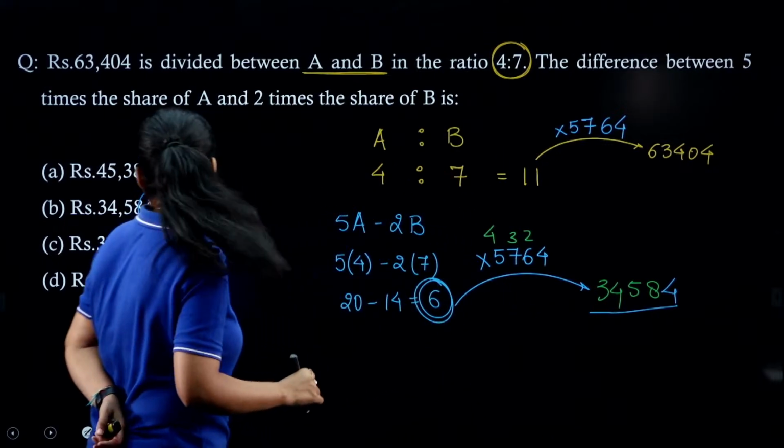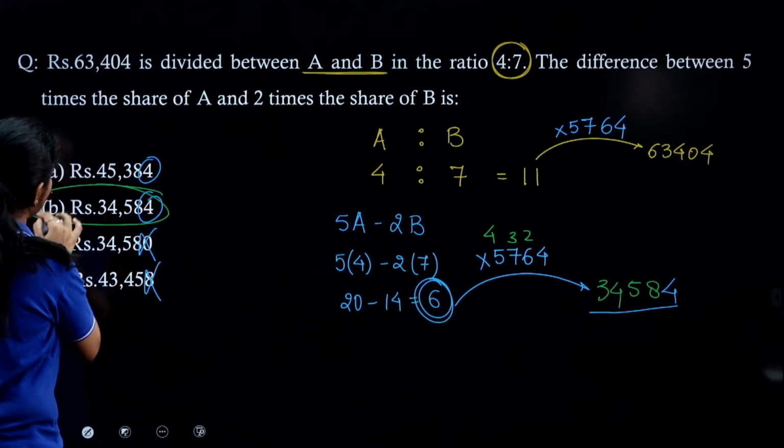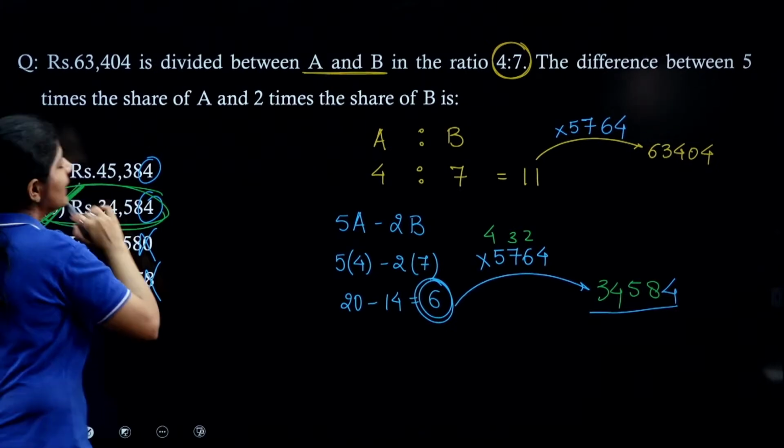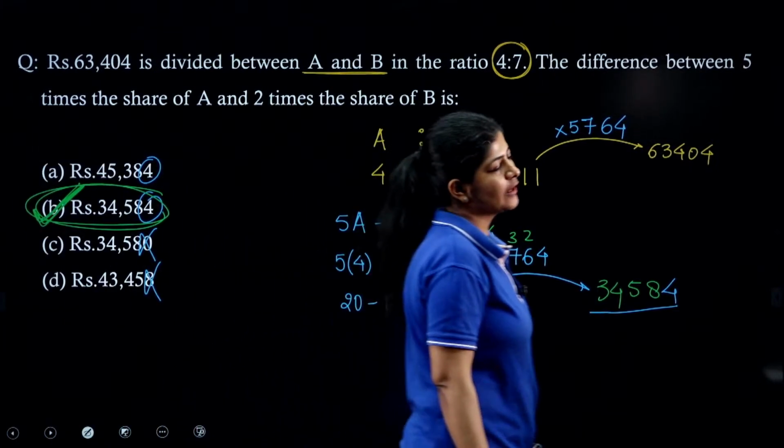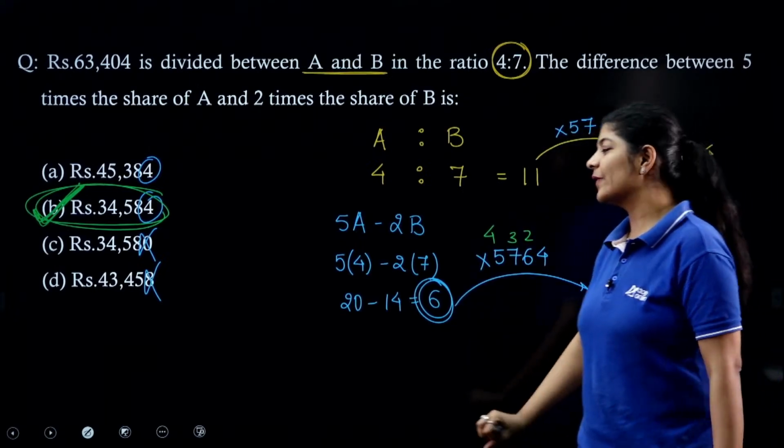3, 4, 5, 8, 4 is my correct answer. That means option number B is the correct one. Very good, Millie. Right? So the answer is very simple.